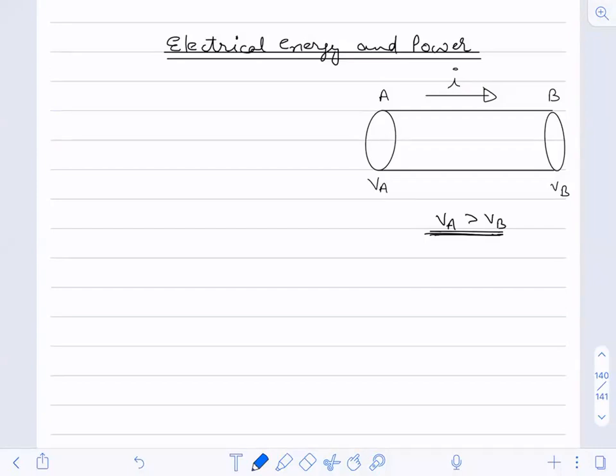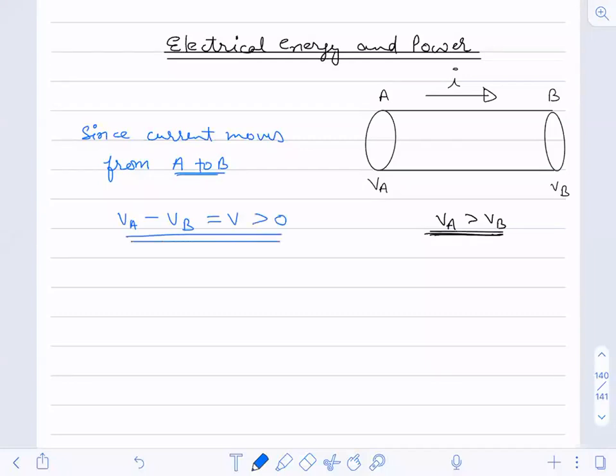And when you calculate the potential difference between points A and B, since current moves from A to B, VA minus VB is equal to V. Suppose I take the potential difference, this difference will definitely be greater than 0, because point A will have higher potential than B, then only current is flowing from A to B. Understood?